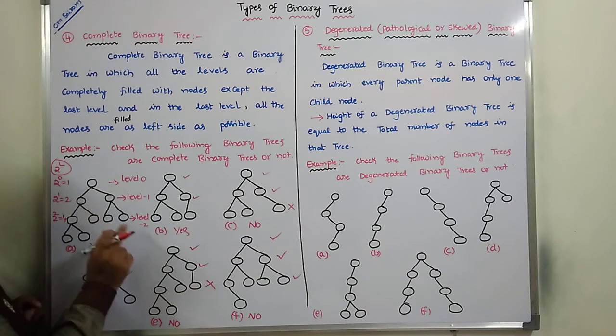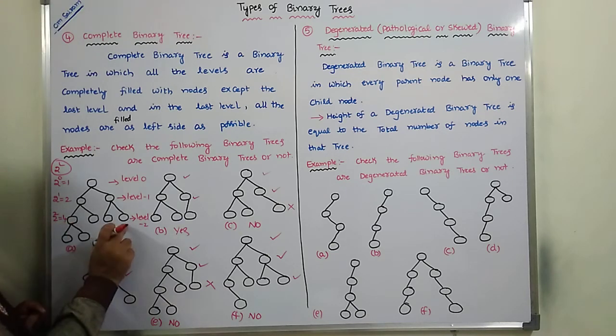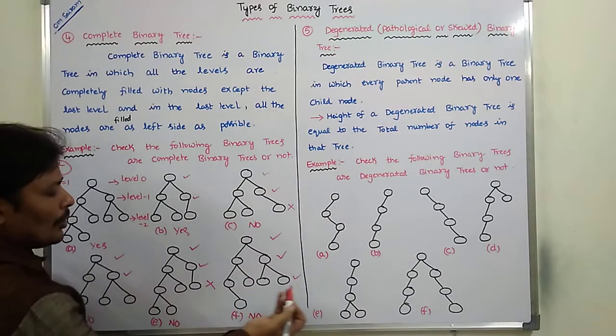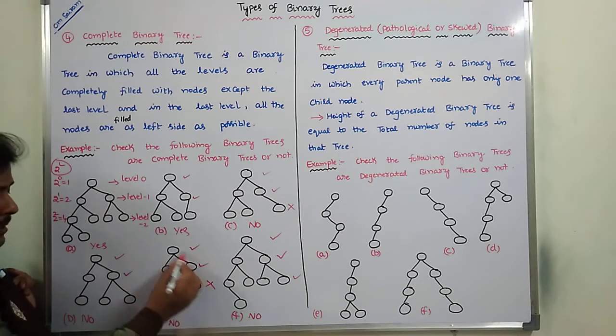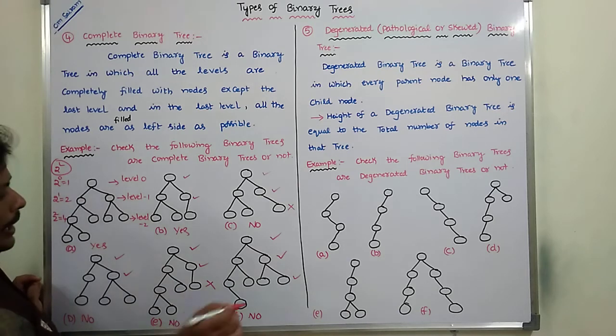Okay. In the level 2, how many nodes are there? 2 power 2, that is 4 nodes. So here in the level 2, 4 nodes are there. In this diagram, level 2, 4 nodes are there. In this diagram, level 2, 4 nodes are not there, so it is not a complete binary tree.